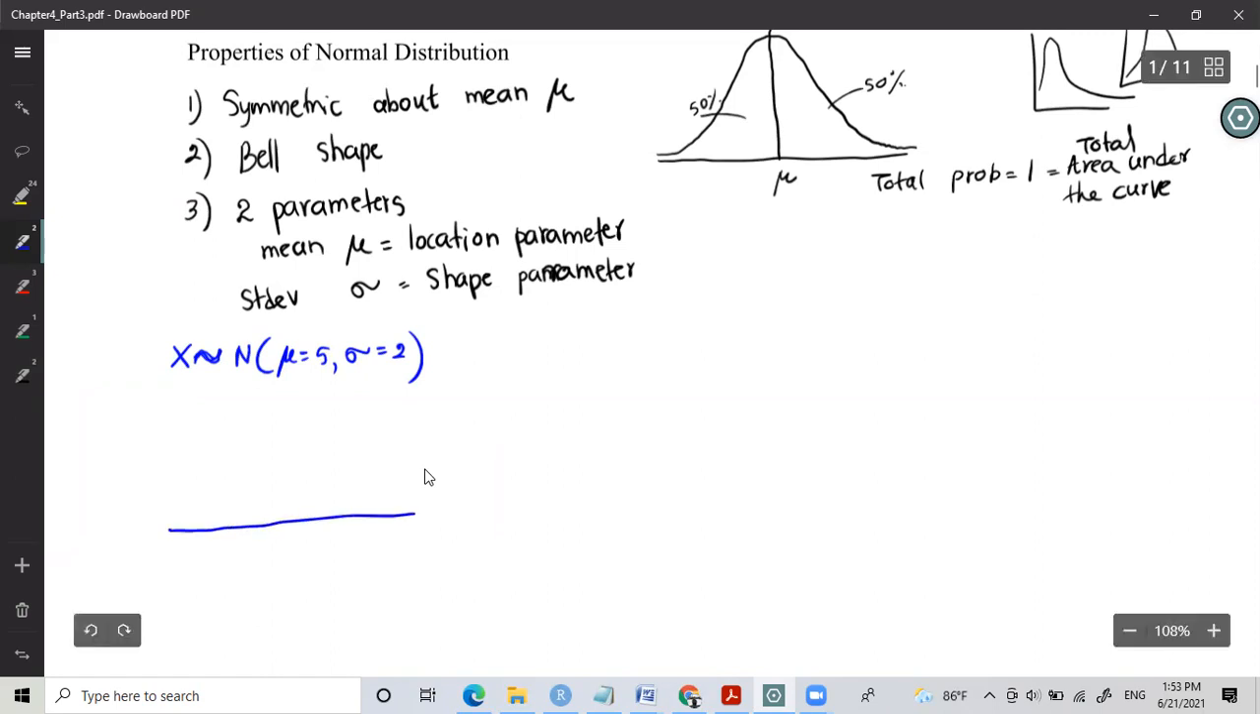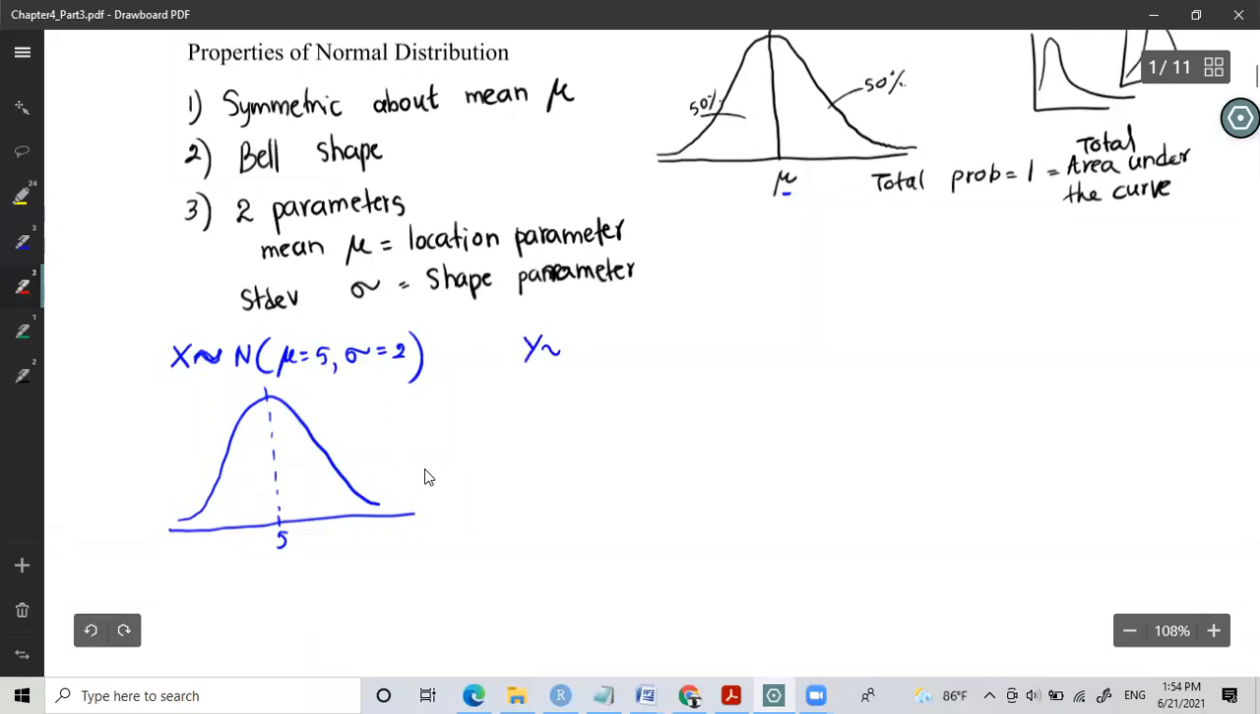So here's your number line. You have 5 here. The bell should be located around 5, right? It is symmetric about the mean 5. It's always symmetric about the mean, right? And you have the standard deviation 2, that will be the shape. I'll explain it using another one.